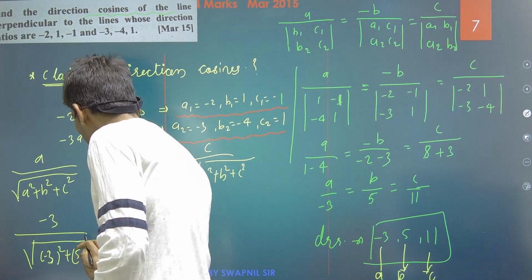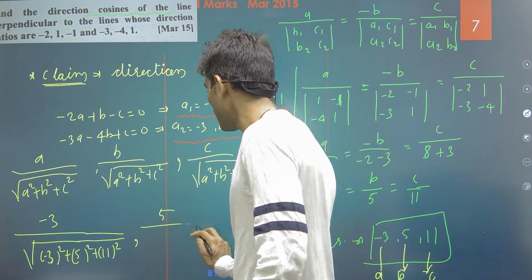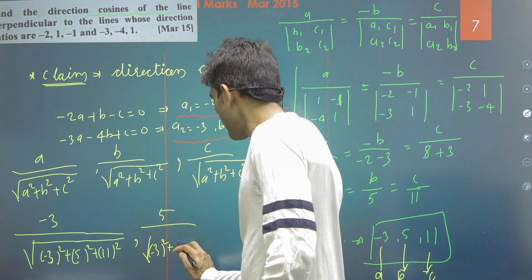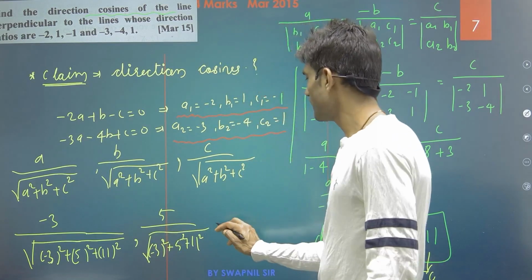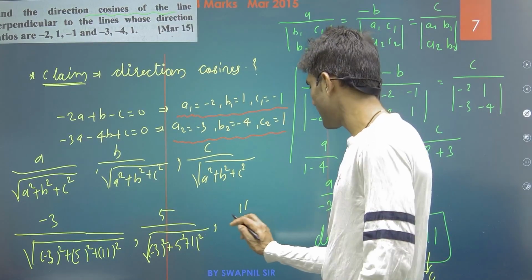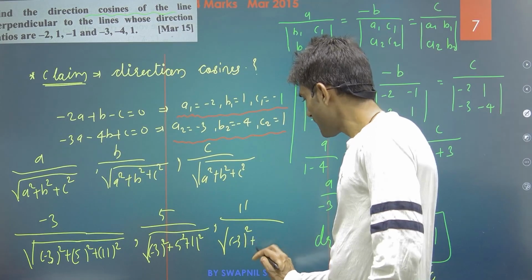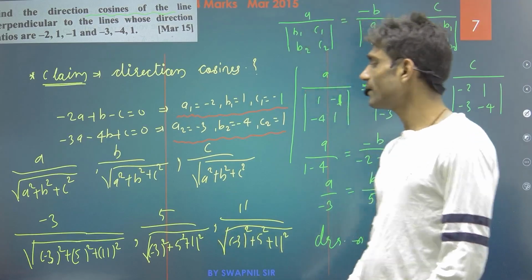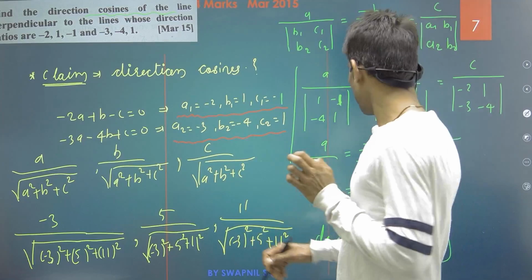Comma. So b upon, the value for b is 5, upon minus 3 square plus 5 square plus 11 square. This one is the second. And the third direction cosine is c, the value for c is 11, completely divided by minus 3 square plus 5 square plus 11 square, which is the third direction cosine. Now let's go for finding the values.